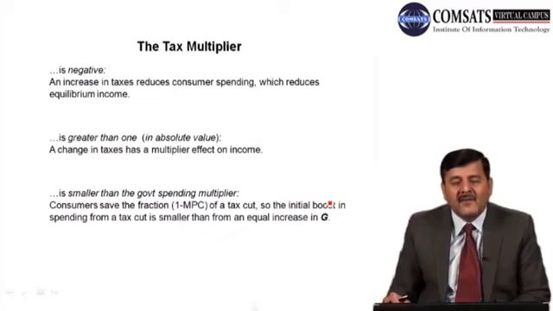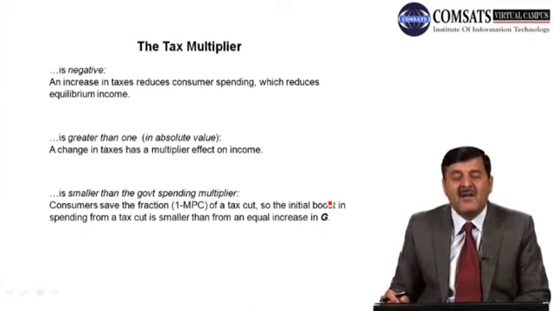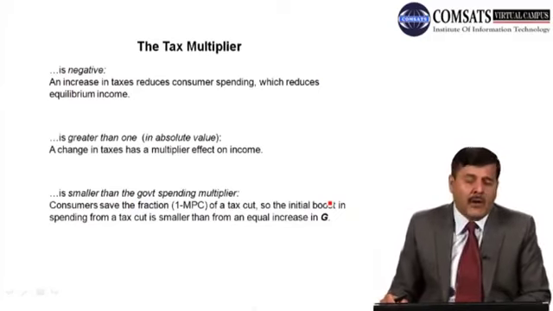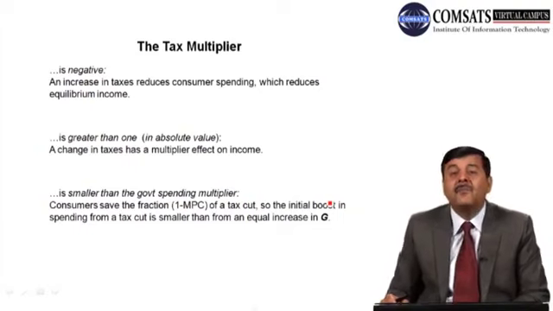As we said in the previous slide, the effect of tax on income is negative, and an increase in taxes reduces consumer spending, which reduces the expenditure level and reduces income in the economy, and this multiplier is greater than 1 in absolute value. A change in taxes has a multiplier effect on income which is smaller than the government spending multiplier, because consumers save a fraction, which is 1 minus MPC, of a tax cut, so the initial boost in spending from a tax cut is smaller than an equal increase in G.